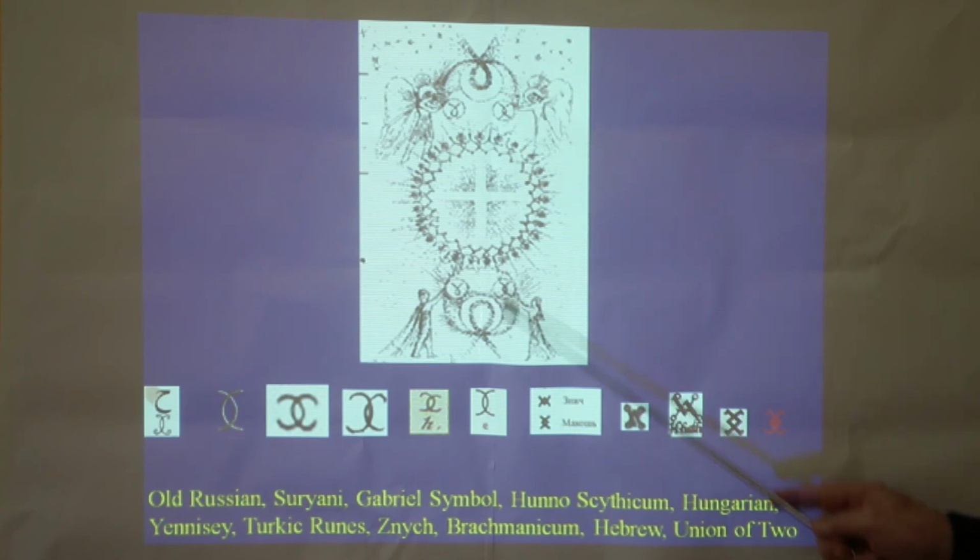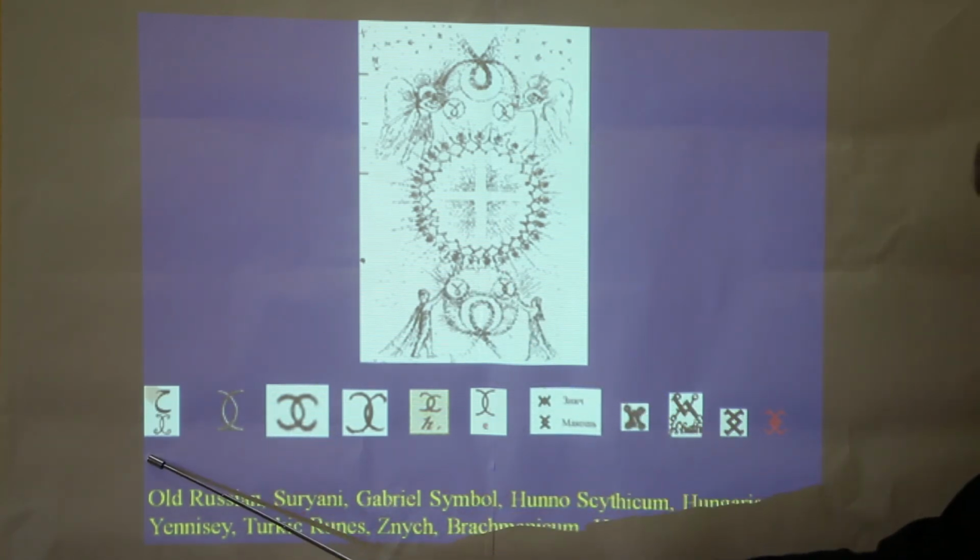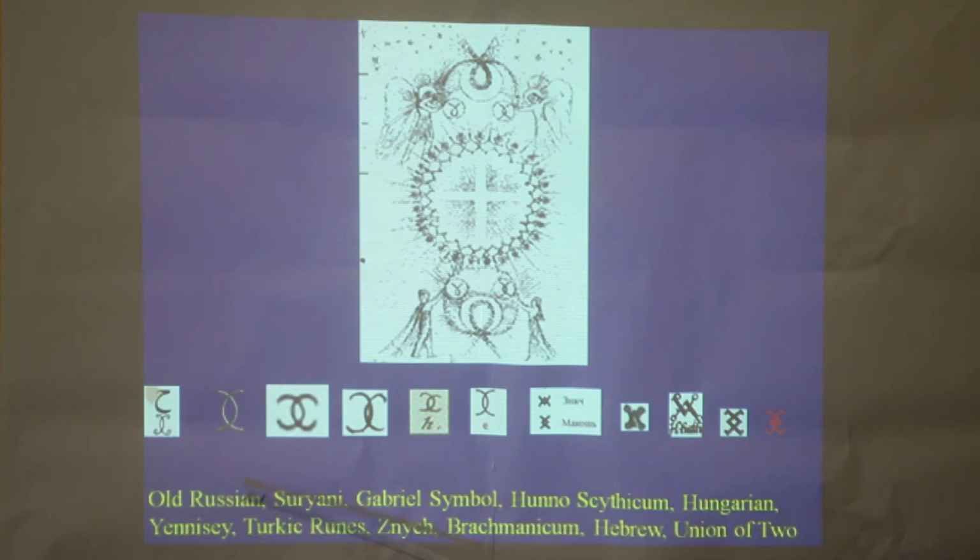And remember, we started with this when we saw the 2 symbols? Well, there it is in Suryani, in that first language. There it is as the symbol of the god, the angel Gabriel. Here it is in Honosithium. Here it is in Hungarian. Here it is in Yenisei. So we're now in Mongolia. Here we are in Turkic runes, and here we are with the snitch symbol in Russian. And that becomes the letter A in various versions.